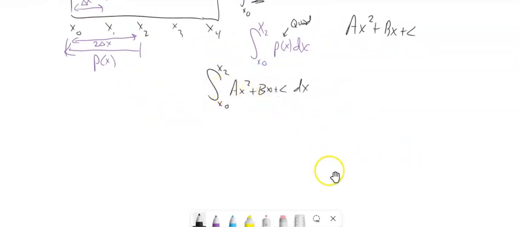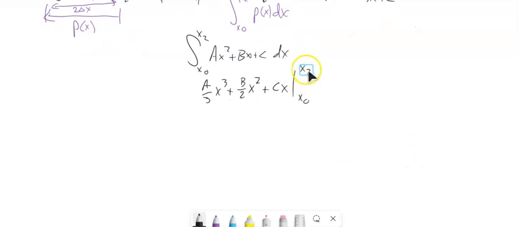So if I do this integral, 1/3 a x cubed plus 1/2 b x squared plus c x, and that's going to be evaluated from x sub 0 to x sub 2. So now notice I would put in the x sub 2s and subtract the x sub 0s. So I'm going to think of this as this.